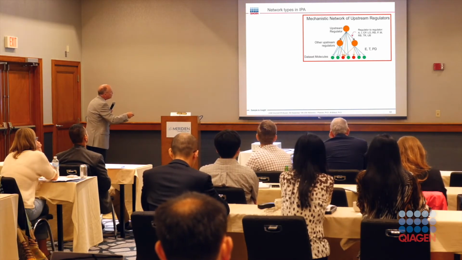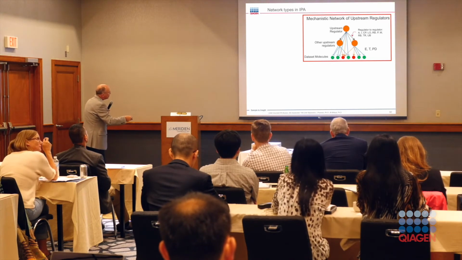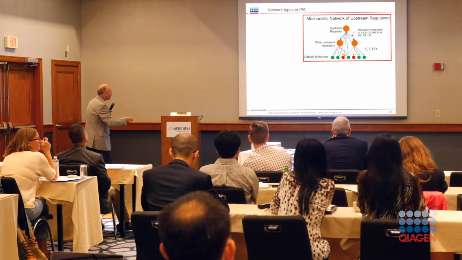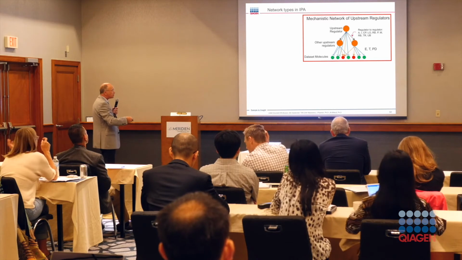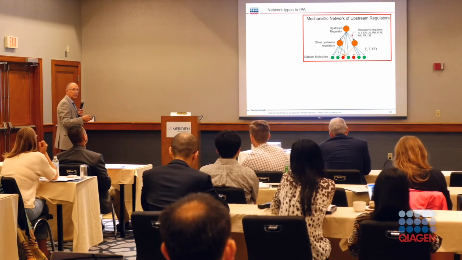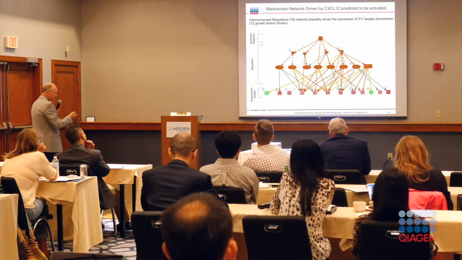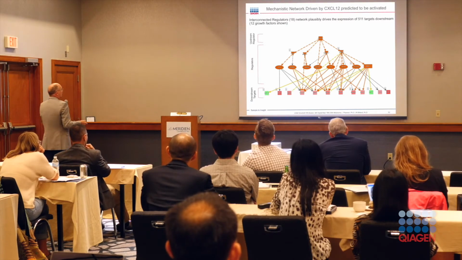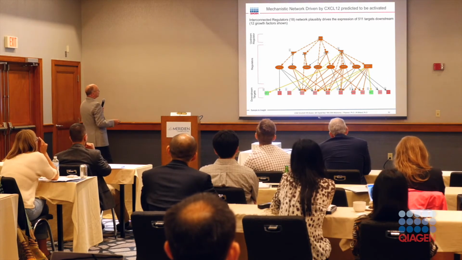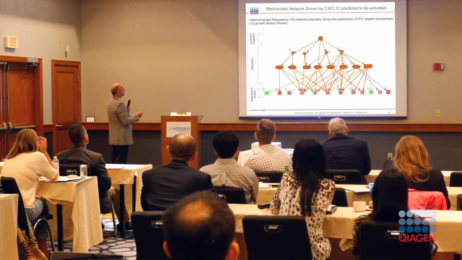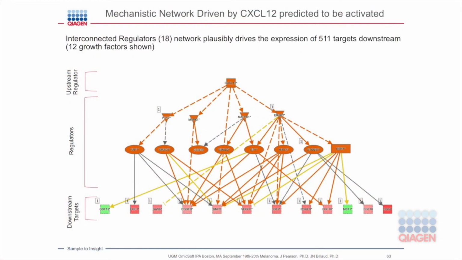And all of that network of regulators sits on the target downstream, and they are connected uniquely by expression, transcription, and protein A binding. Therefore, we can infer. And this is one example. If you look in the tab, you have that CXCL12 mechanistic network.